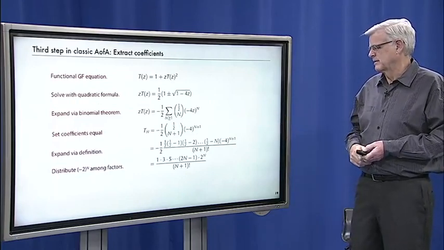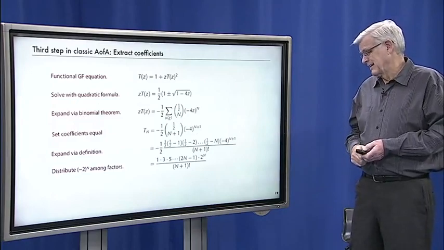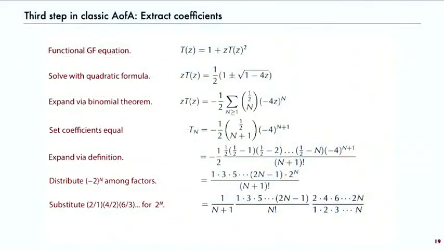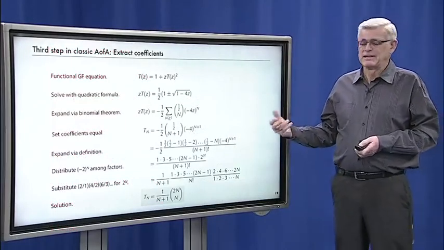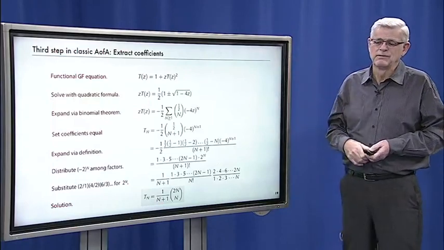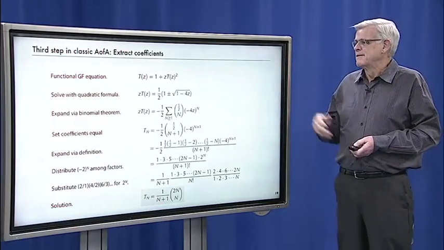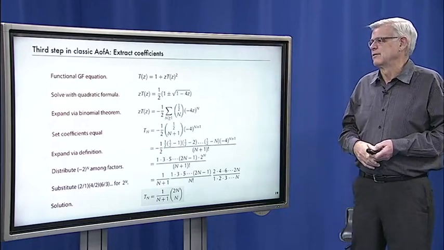That's just arithmetic. And now we're getting close to a pretty simple expression, because what you can do is write the 2 to the n as 2 over 1, 4 over 2, 6 over 3, and like that. And now on the top, we're going to have 2n factorial. On the bottom, we're going to have another n factorial factor. And that gets us down to an explicit solution: T sub n equals 1 over n plus 1, 2n choose n. These are famous numbers known as the Catalan numbers, and this solution's been known for a few centuries. That's the third step in classic analysis of algorithms.